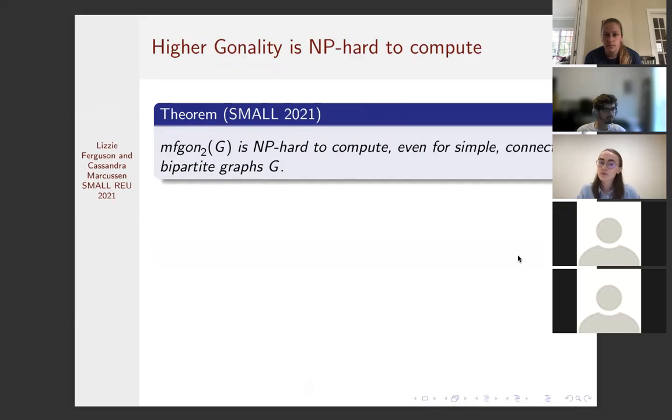So this summer, we proved that it is NP hard to compute multiplicity-free second gonality, even for simple connected bipartite graphs. And this second half of the theorem, even for simple connected bipartite graphs, is rather important since for bipartite simple connected graphs, a lot of NP hard problems are still easy or polynomial time to compute. But for multiplicity-free second gonality, we show it's difficult even for these simpler examples that exist in the family of all graphs.